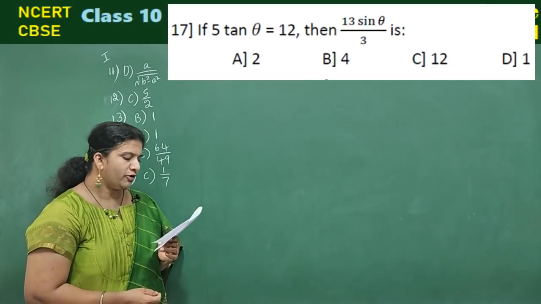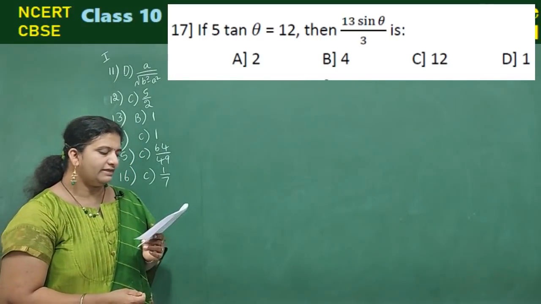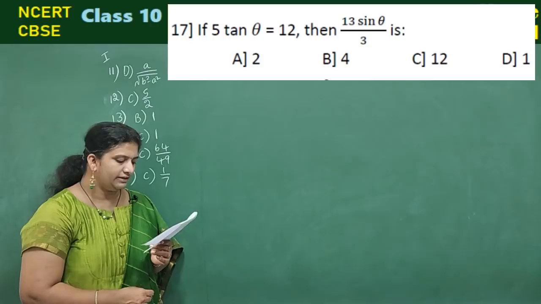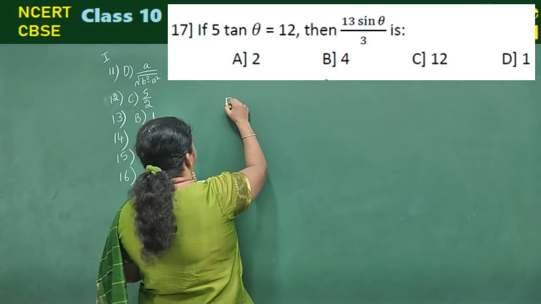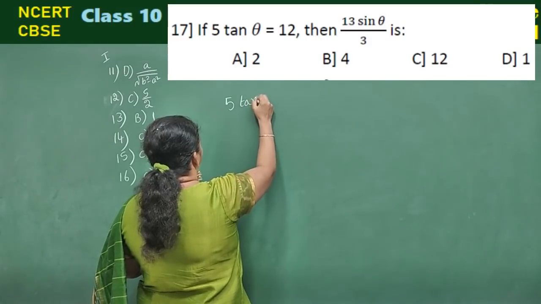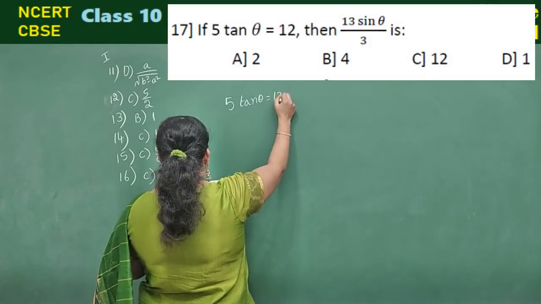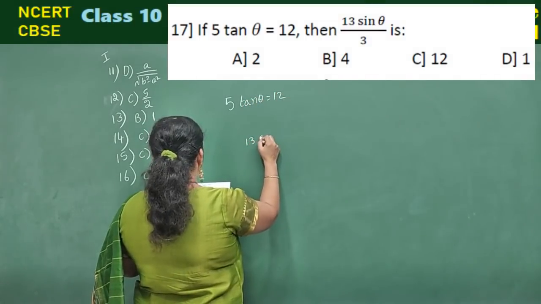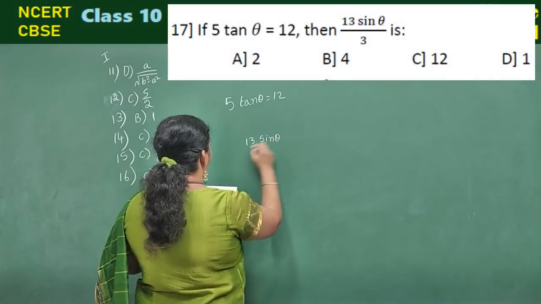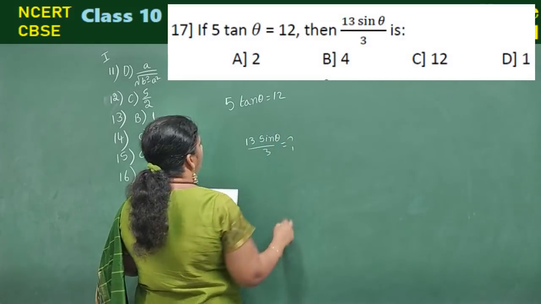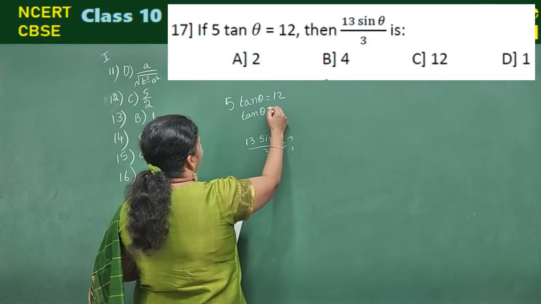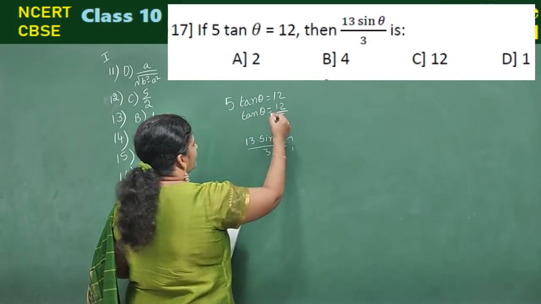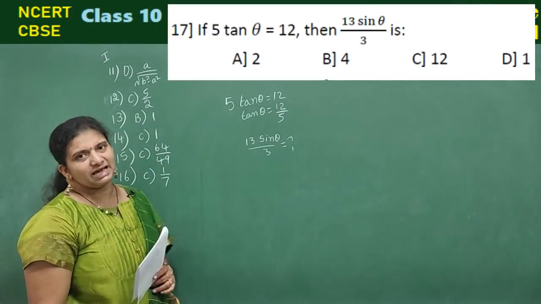Let's see the 17th problem. If 5 tan theta is equal to 12, then 13 sin theta by 3 is? 5 tan theta is equal to 12. What is 13 sin theta by 3 is your question. Okay, so this 5 goes to the other side. Tan theta is equal to 12 by 5.